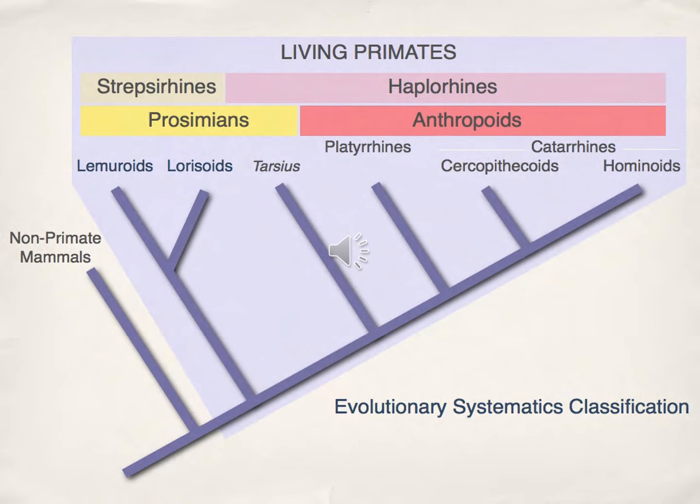And there's a more recent scheme because of probably a better classificatory method in science, which is known as cladistics. And that's kind of what we're going to emphasize more in this class. But you should know both of the classification schemes as well as the two main terminologies. So evolutionary systematics, prosimians, and anthropoids at least divides the two main groups of primates into that.